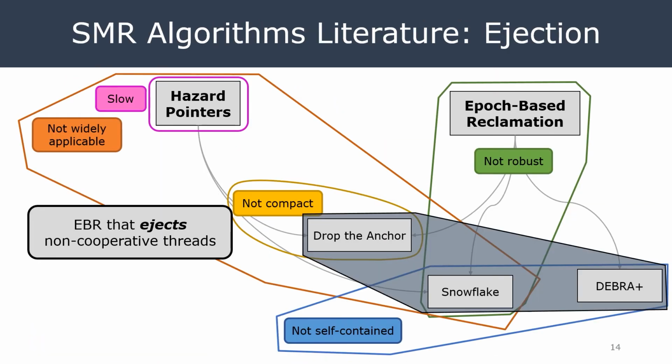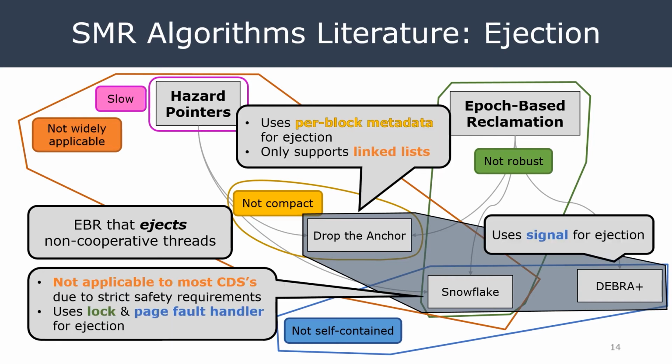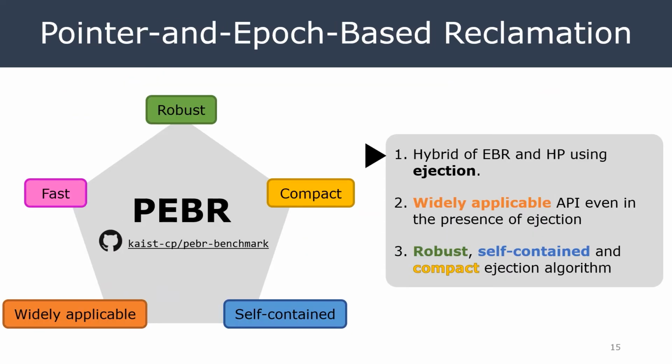Ejection itself is not an entirely novel idea. What is difficult about ejection is how it is implemented. In fact, there are 3 SMRs using ejection in the literature, and all of them suffer from the problems I've mentioned before. On the other hand, PEBR does not have such issues thanks to the remaining 2 key ideas.